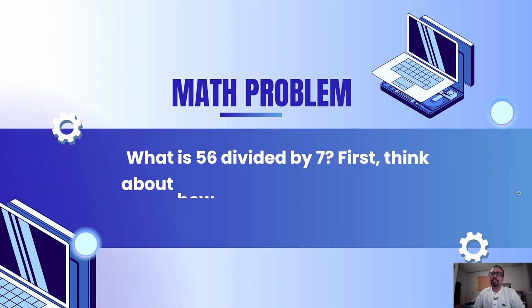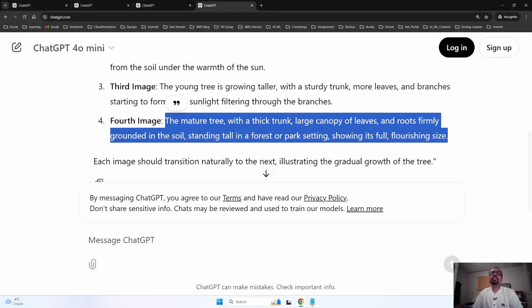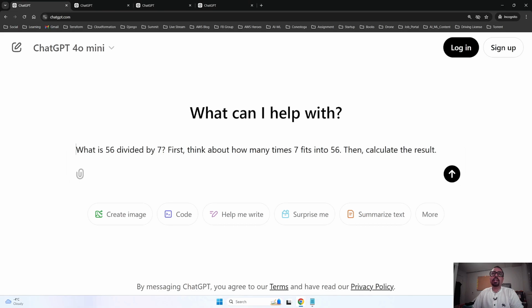So next, let's start understanding by implementing it. The first problem that we are going to implement is a prompt to solve a math problem. Over here, what we are saying is, what is 56 divided by 7? 56 divided by 7 is supposed to be 8. But what we are saying is, first think about how many times 7 fits into 56. It is going to see how many times 7 divides 56, what is the remainder you get, then calculate the result. That is what we are trying to say. So let's see how ChatGPT works on this. Over here we have mentioned the prompt. Let me go ahead and run it.